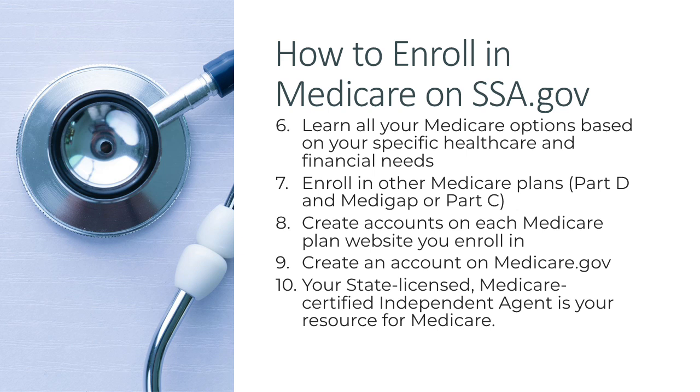Step 8. Once you've enrolled in your Medicare plans, create accounts on each plan's website to access your benefits and pay monthly premiums. Step 9. Create an account on Medicare.gov. It's your home for all your Medicare-related information. Step 10. Your state-licensed, Medicare-certified independent agent is your resource for Medicare. They can answer all your Medicare-related questions throughout the year. For example, they can tell you about changes that might affect your Medicare benefits, or any changes to the plans you are on. All at no additional cost.